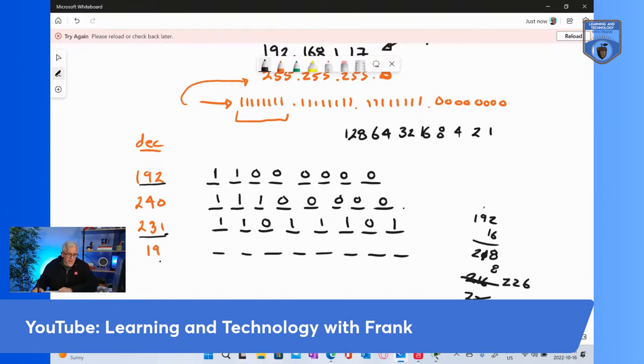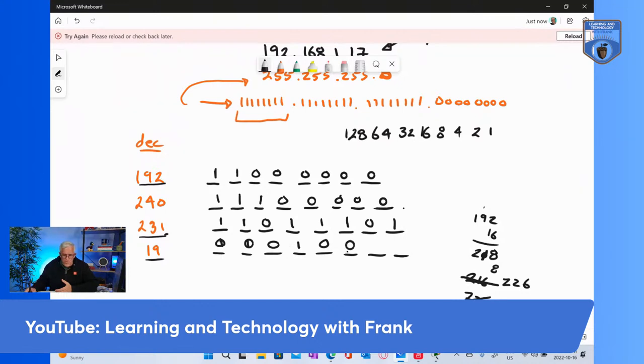So if we have a look here at 19, well, I don't need 128. I don't need 64. I don't need 32. Do I need 16? I do need the 16, but then 16 plus 8 is too much, so I don't need the 8 there. Do I need the 4? Well, if I take the 16 plus 4, that'd be 20.